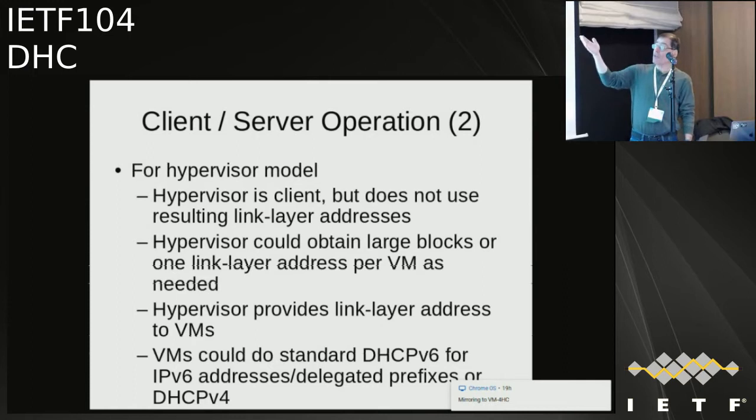So in the hypervisor model, the hypervisor is the client, but it doesn't use the resulting link layer addresses. It instead assigns them to VMs as it creates them, and it typically will get a large block. And the VMs then can do standard DHCP once they get the MAC address. Next.